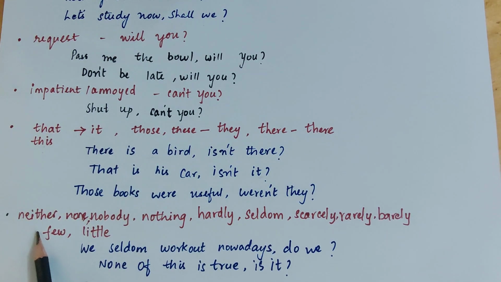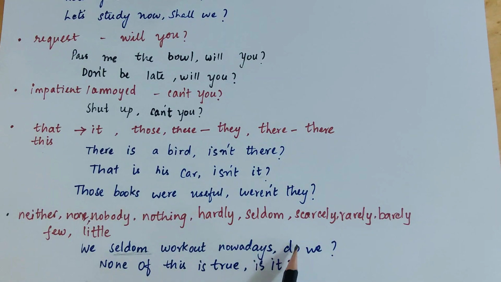So as we have seen earlier, to find out a negative statement, we have to look for the negative words. These are the negative words: neither, none, nobody, nothing, hardly, seldom, scarcely, rarely, barely, few, little. When we see these words, we have to use the positive tag as the statement is negative. We seldom work out nowadays. Seldom. So it is a negative statement. Use positive tag. Do we? None of this is true. As none is there, it is a negative statement. Use positive tag. Is it?